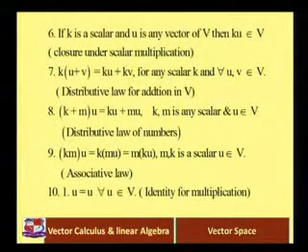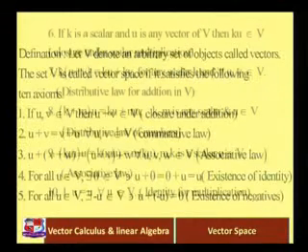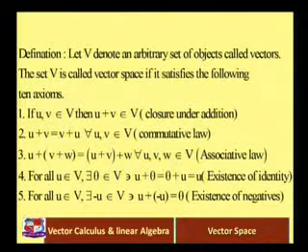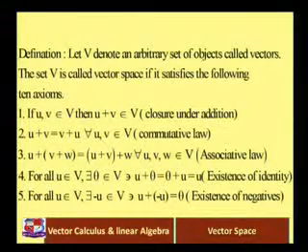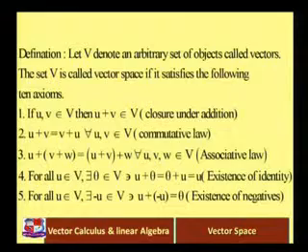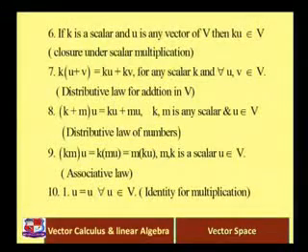Okay, so let us look again at this definition of vector space. The first 5 conditions are for addition. First is closure under addition, second is the commutative law, third is the associative law, fourth is existence of identity, fifth is existence of negative. The next 5 conditions are for scalar multiplication. The first is closure under scalar multiplication, next is the distributive law for addition in V, then the distributive law of numbers, then the associative law in scalar multiplication, and then identity for multiplication.